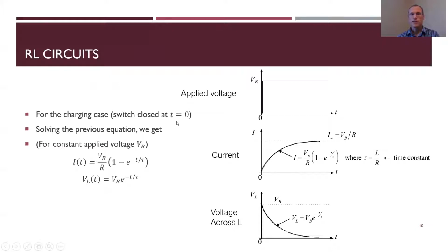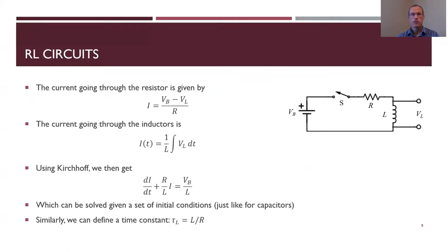And again, we have two cases. We have the charging case and the discharging case, depending on whether the switch is open or closed at time equals 0. So we can solve this equation based on the initial conditions. Is the switch open, then we close it, and then see what happens, or is the switch closed, then we open it and see what happens. And so those will be the charging and discharging phases, just like we had for the capacitor. When it's closed, the battery is charging the inductor. When it's open, the inductor is discharging through this load voltage VL.